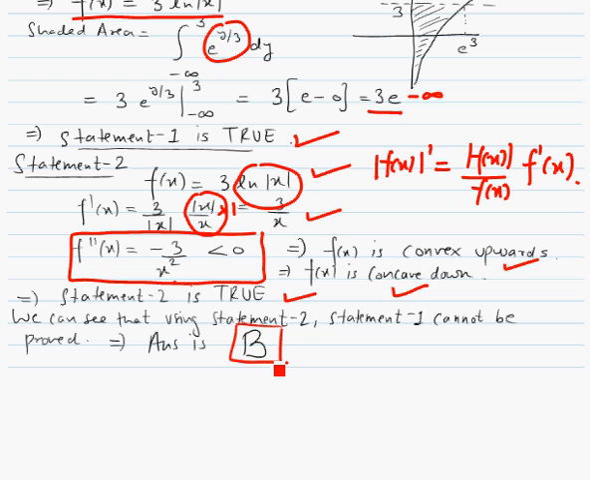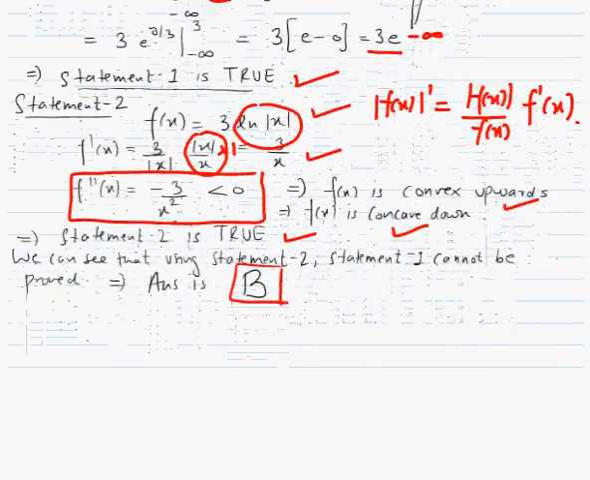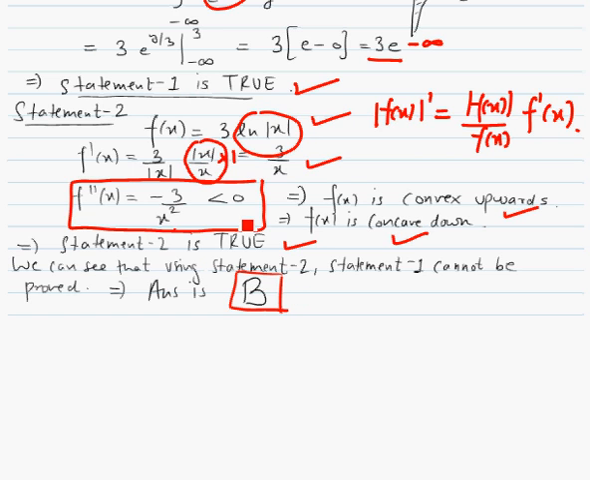Now we have to decide whether the answer is B or A. The answer is B when using statement 2 we cannot prove statement 1, or there is no use of statement 2 to prove statement 1. But if from statement 2 we can prove statement 1, or statement 2 can be used to prove statement 1, then the answer is A. If statement 2 cannot be used to prove statement 1, then the answer is B.